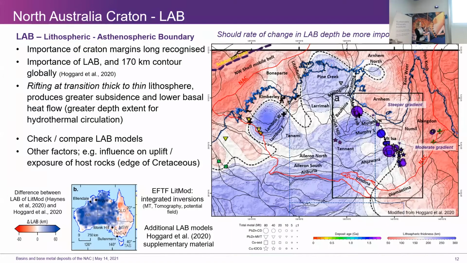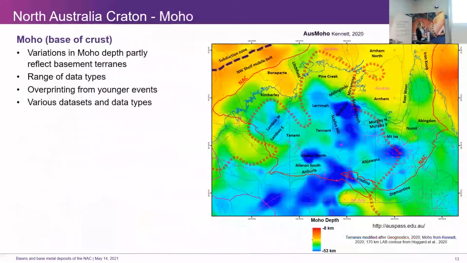And in parts we have a steeper gradient or a more moderate gradient on that boundary. And I think that's part of what we need to look at, just look at those variations. Now, Moho, base of crust, there's several data sets and various types of data that are used to generate this. But you can see we've got a broadly similar shape, and I've added that 170 contour and that thick dashed line. So you can see the correlation there.